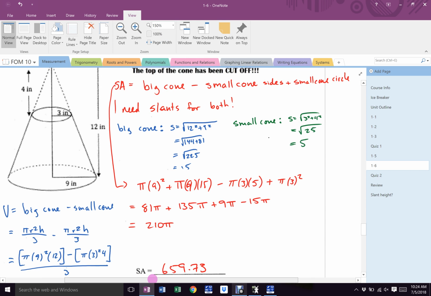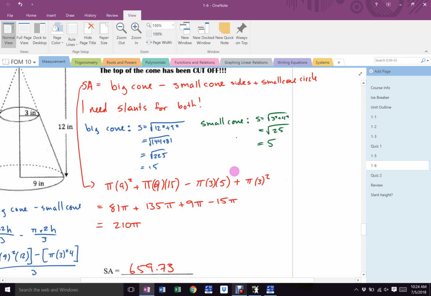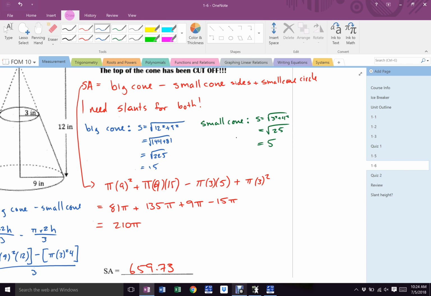And there is the second one. Surface area in red. Again, I remind you to decide what you are doing in words before you do it in math. You had the big cone, but you cut off the small cone. So you lost the sides of the small cone. But you gained the circle of the small cone. So that's why you add the small cone circle on there.